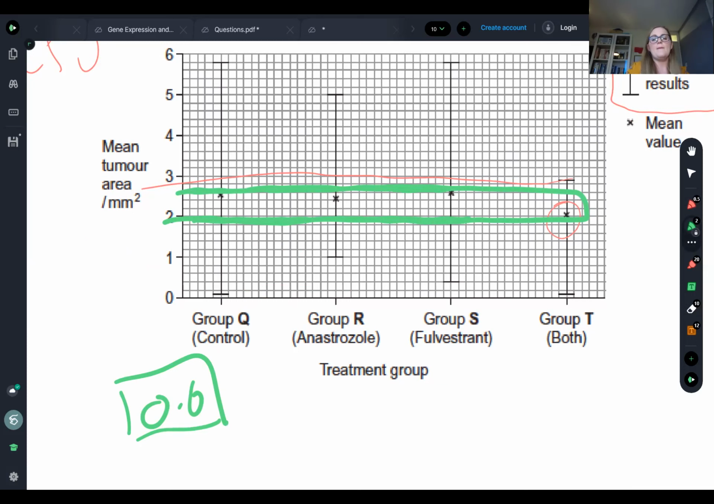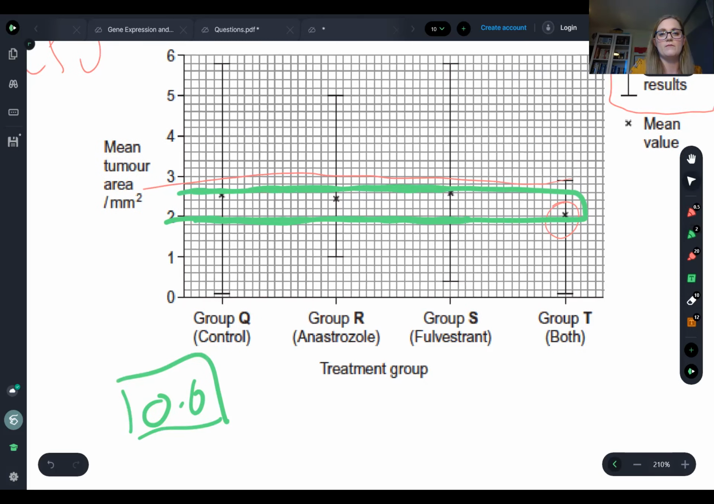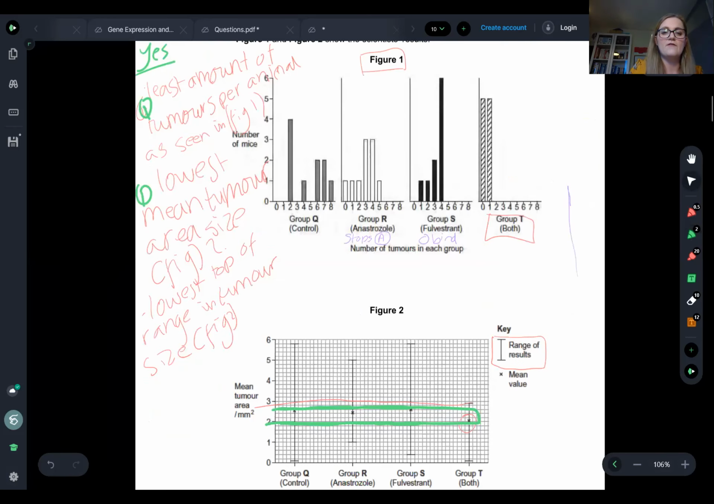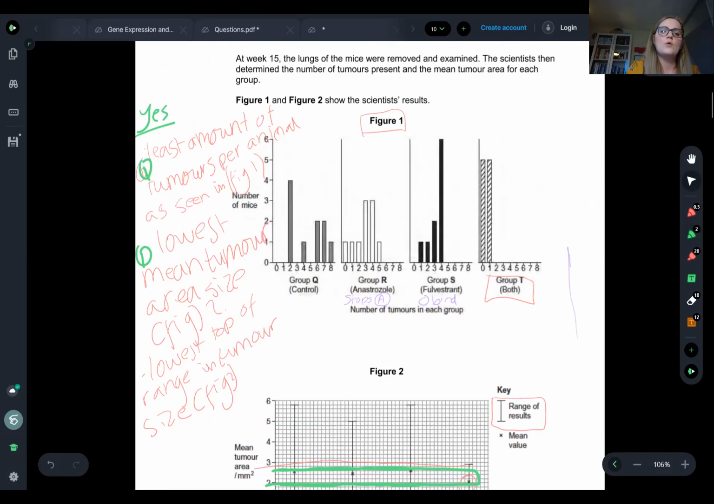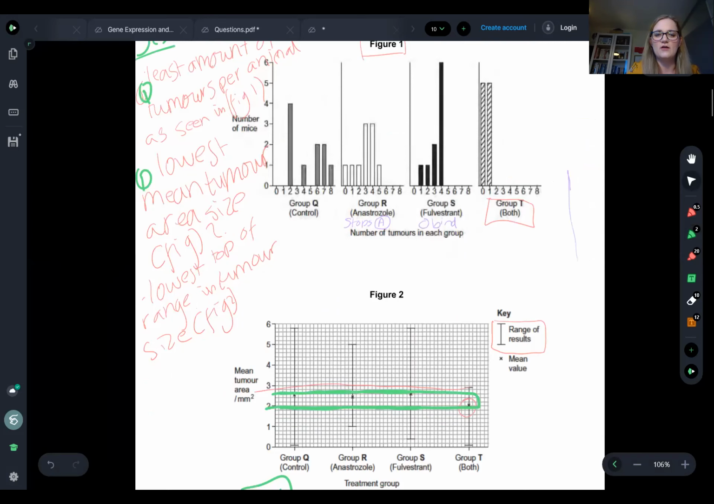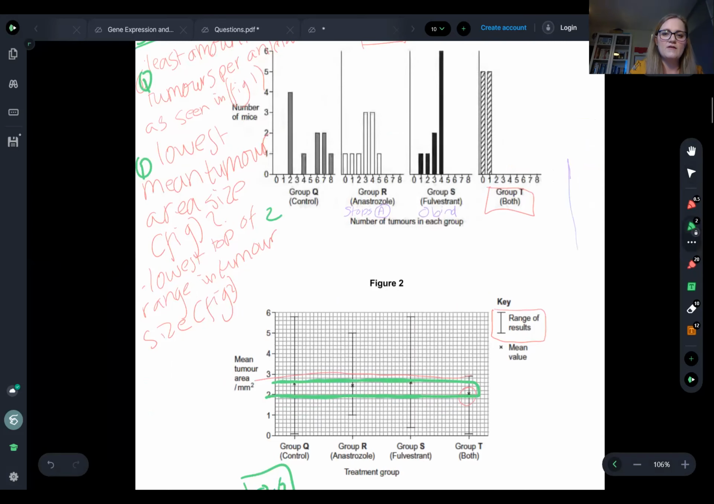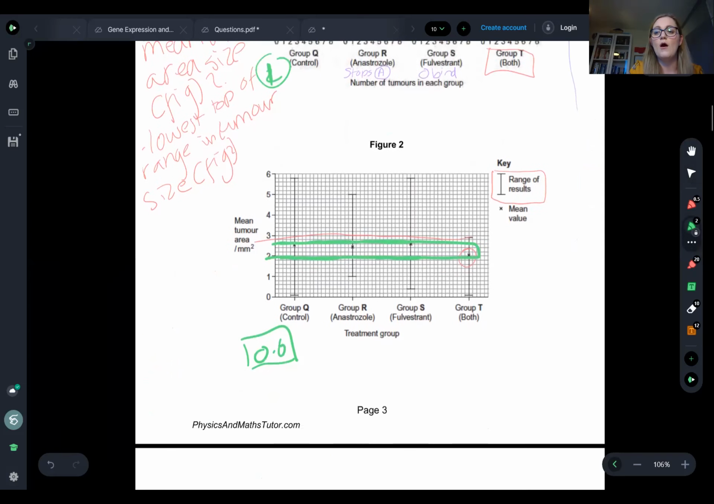So you can say, yeah, you should use both of them together because when you use both together, we've got the least amount of tumours per animal, as we can see in figure 1. We've got the lowest mean tumour area, as we can see in figure 2. We've got the lowest, oh, that's another mark, lowest top of range in tumour size, as seen in figure 2.